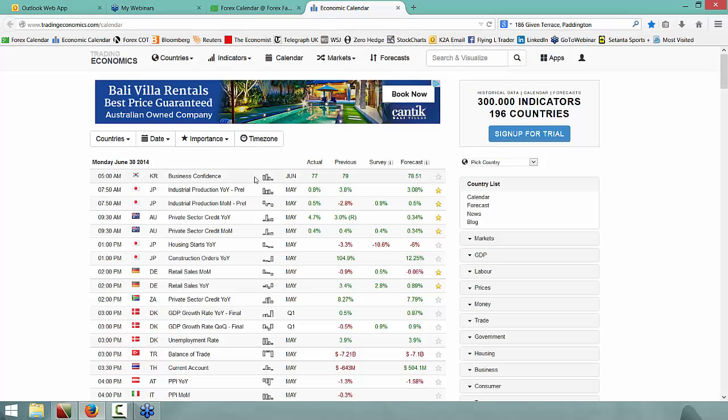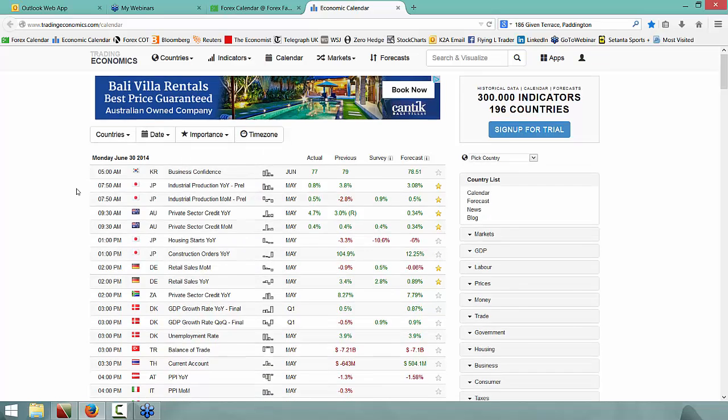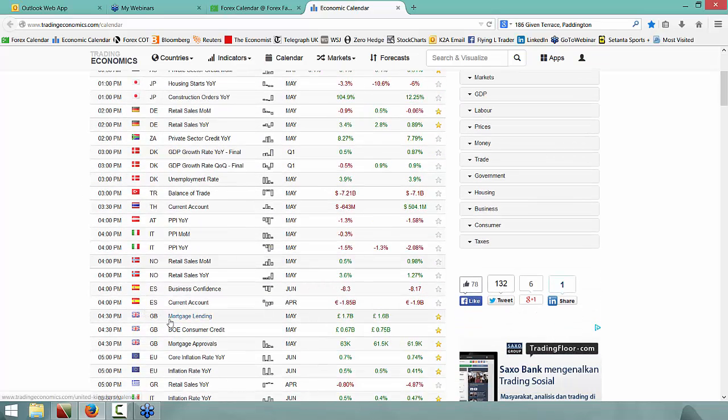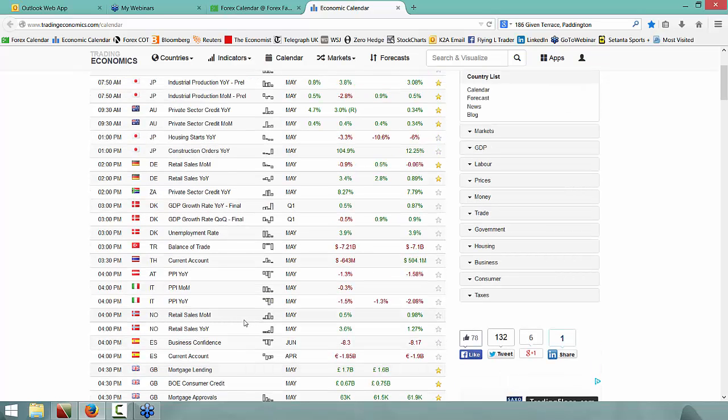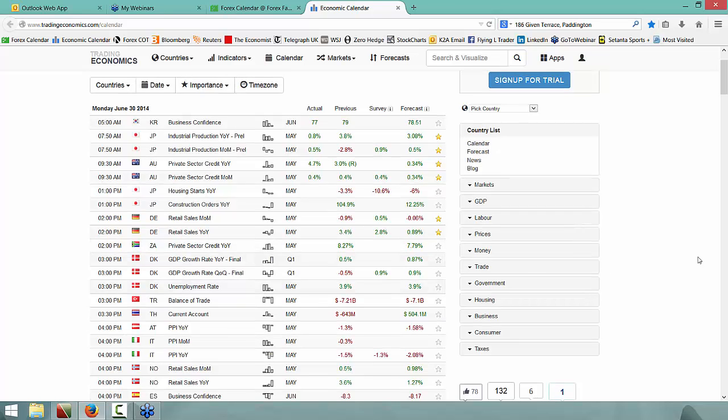So this website is tradingeconomics.com/calendar. And yeah, you can see all the countries that you can have. It'll give you all the news and data.